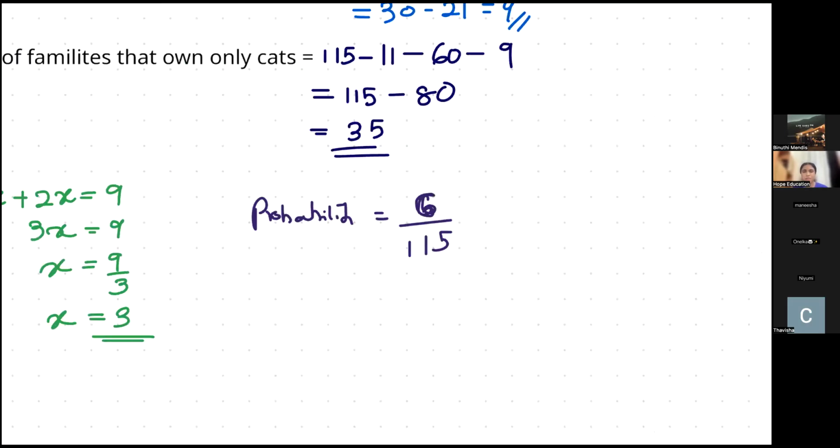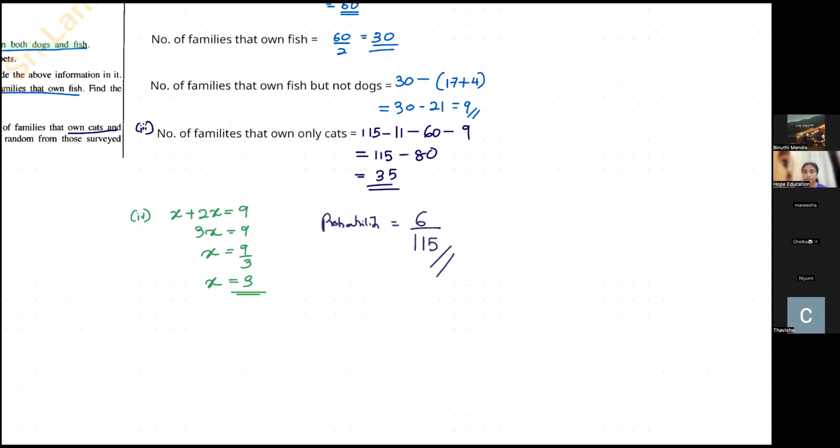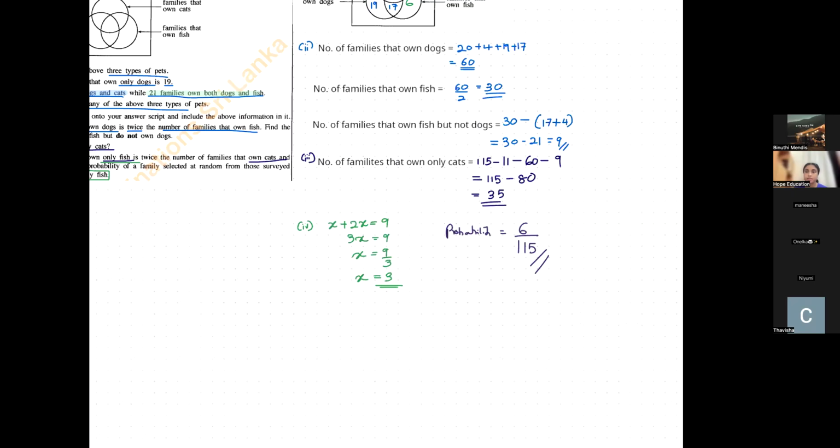We can't simplify further. 6 divided by 115, you can't simplify further. It's going to be very troublesome. Just leave it as 6 divided by 115. That is the probability. Is that question clear to all of you? Everybody thumbs up, please. Bavitran, Manisha, okay. Bavitran, Senet, Tavisha.